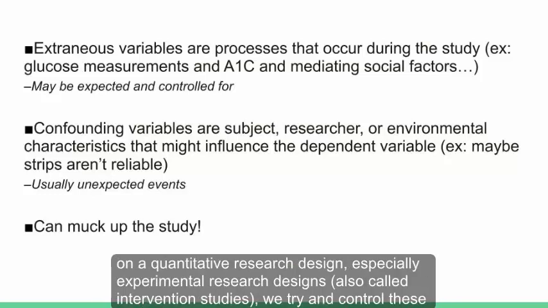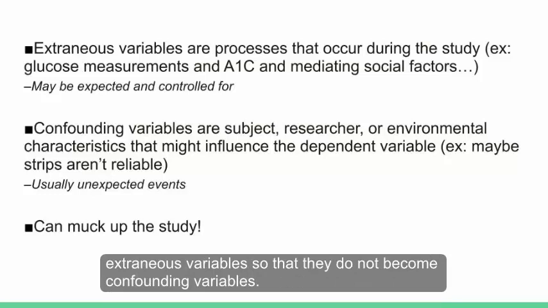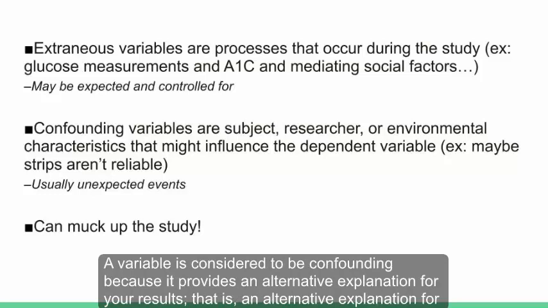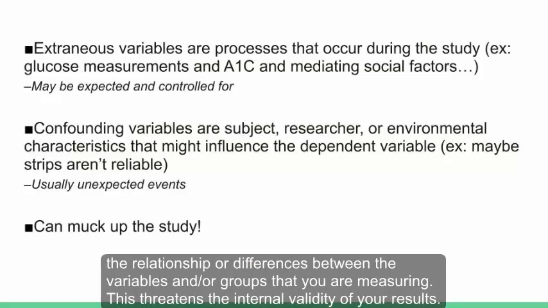In research that draws on a quantitative research design, especially experimental research designs, also called intervention studies, we try to control these extraneous variables so that they do not become confounding variables. When an extraneous variable changes systematically along with the variables that you are studying, this is called a confounding variable. A variable is considered to be confounding because it provides an alternative explanation for your results. That is, an alternative explanation for the relationship or differences between the variables and/or groups that you are measuring.